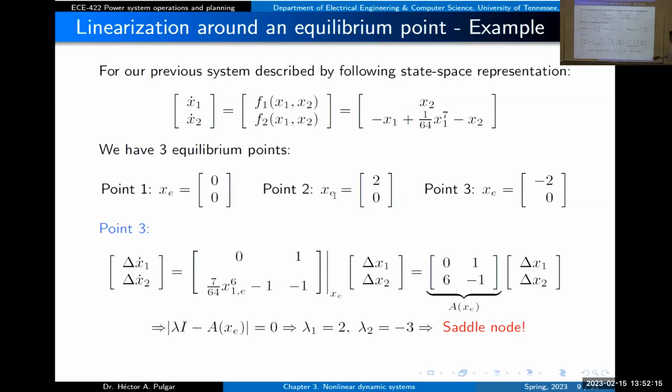And finally, the last point is x1 equal to negative 2. We replace that there. We got the same matrix. Got the eigenvalues, which are the same. This is a saddle node.